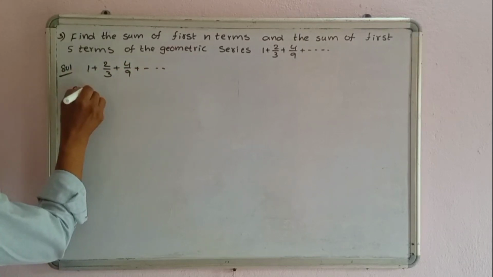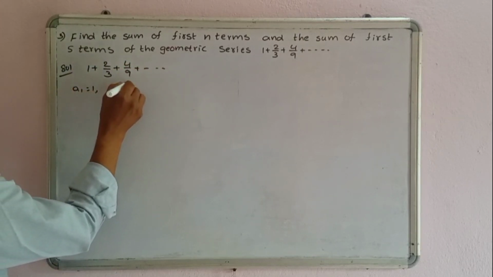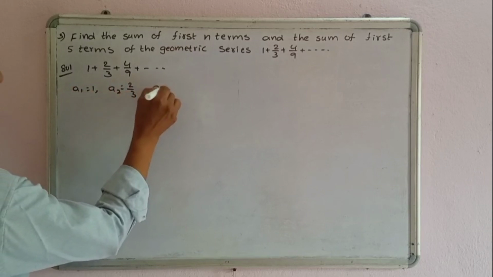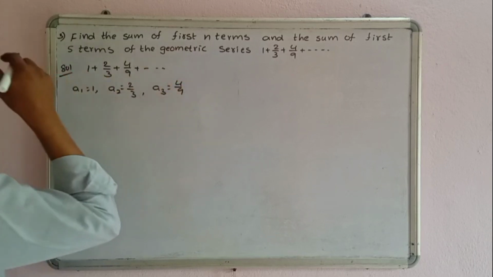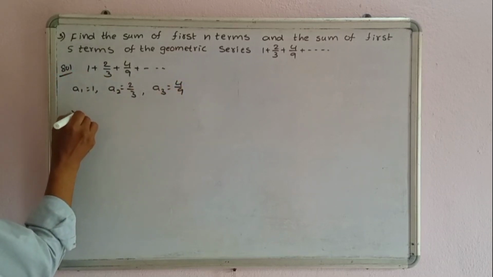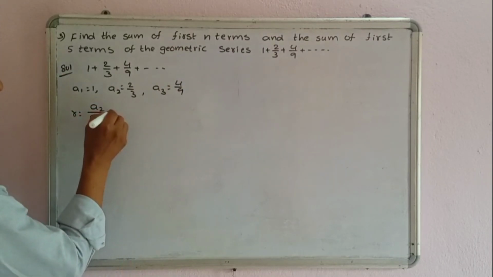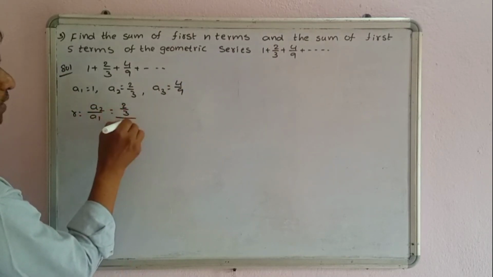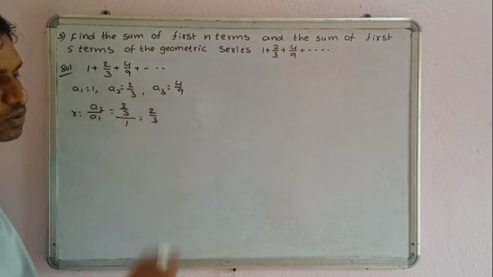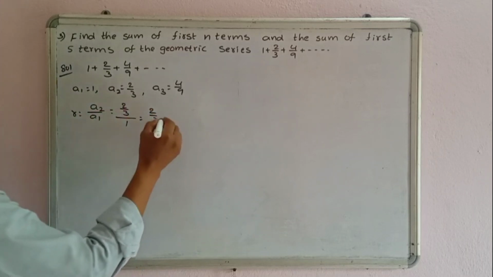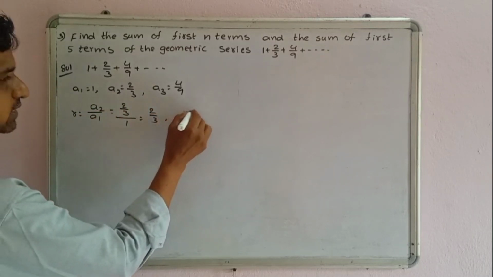Here a1 equals to first term equals to 1, a2 equals to 2 by 3 second term, a3 equals to 4 by 9 that is third term. Okay, now find first common ratio. R equals to, what is the formula? A2 by A1. A2 is 2 by 3 by 1, that equals to 2 by 3 by 1, which is nothing but 2 by 3 only. Okay, now here R equal to 2 by 3 which is less than 1.